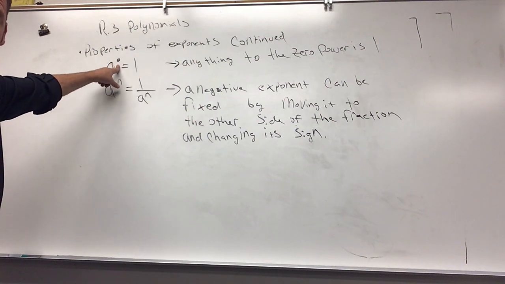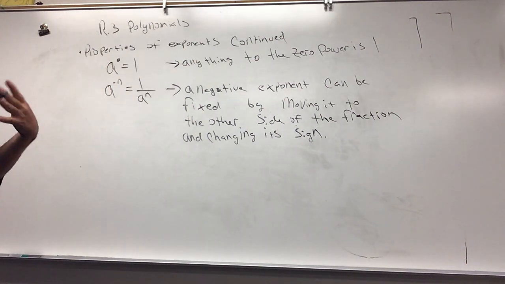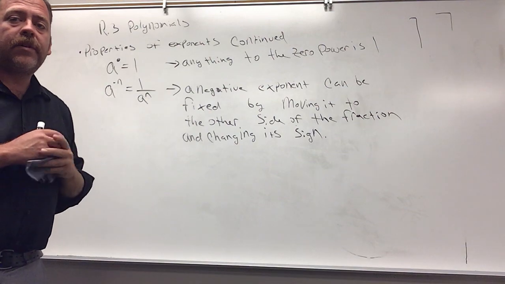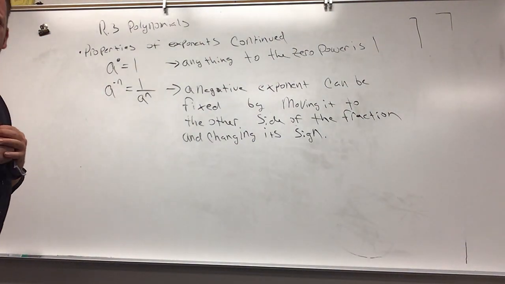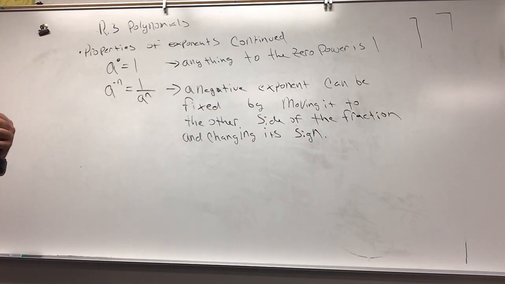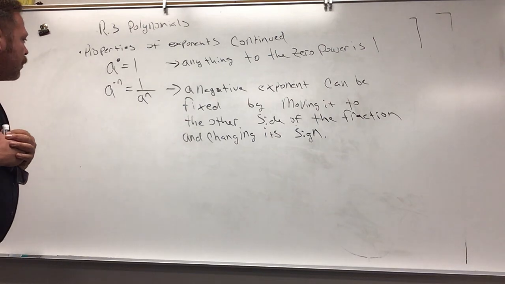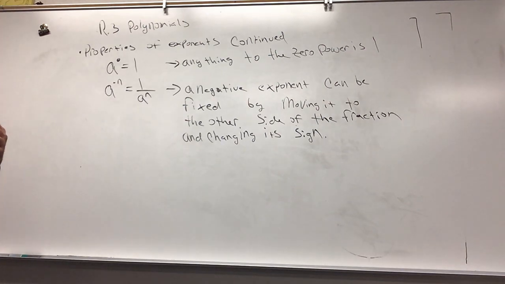The power of 0. Anything raised up to the power of 0 is always going to be 1, with the exception of 0. 0 can't be raised up to the power of 0. It's just a weird number. That's the only one. But everything else raised up to the power of 0 will equal 1.